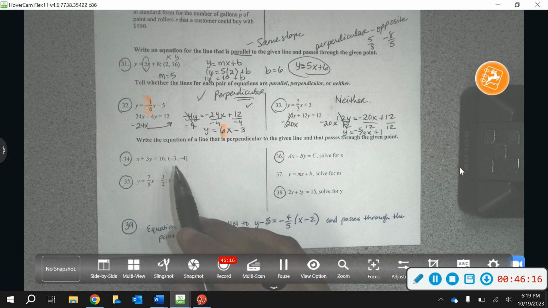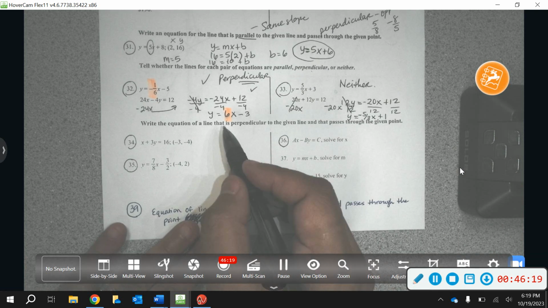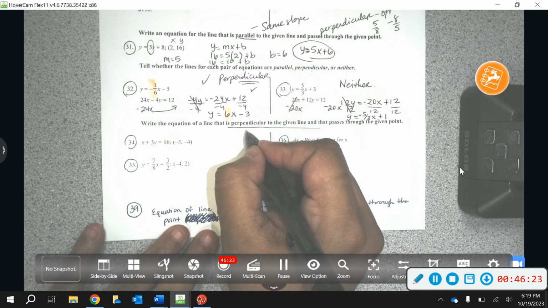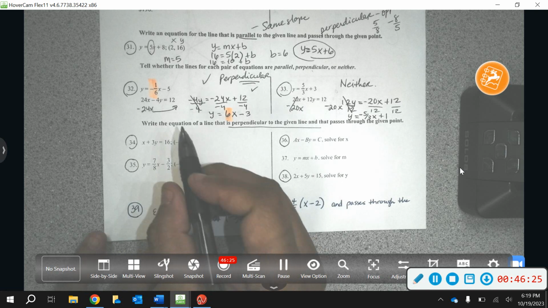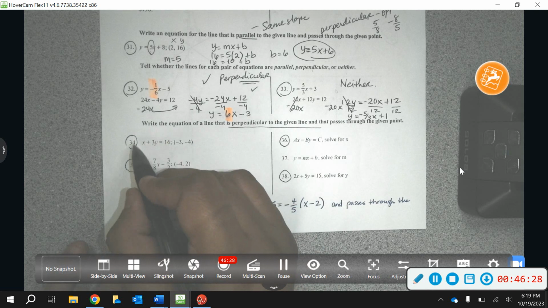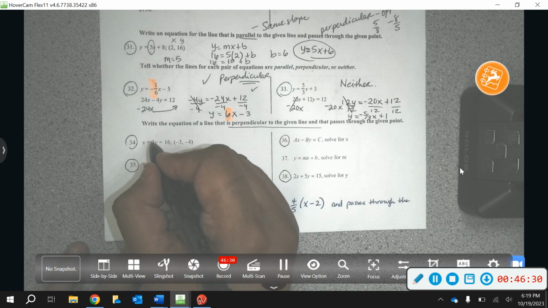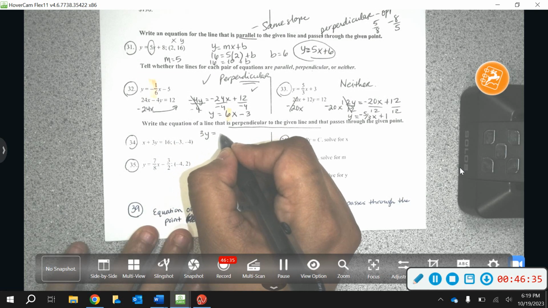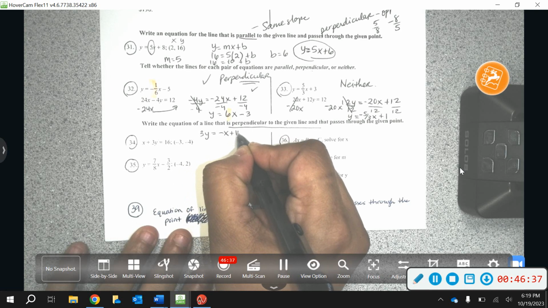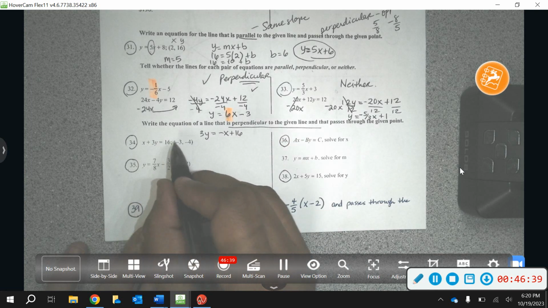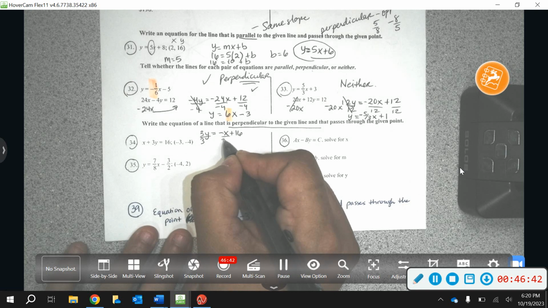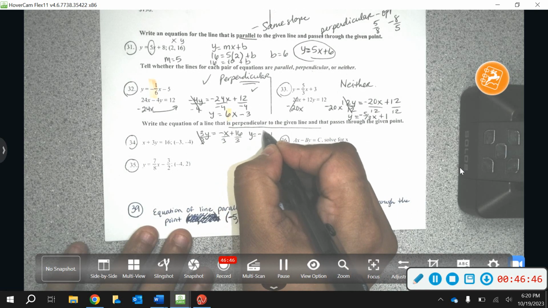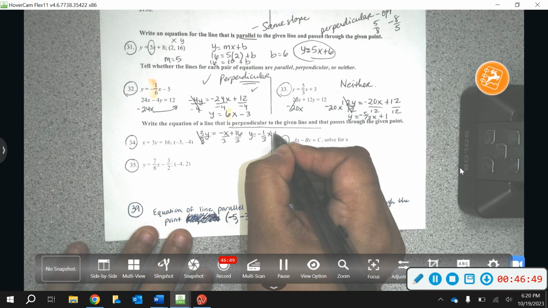All right, let's look at this one right here. Write the equation of a line that is perpendicular. That means the opposite. So let's look at this one here. I have to solve for y. So 3y equals negative x plus 16 because I have to subtract my x over and then divide by 3. Y equals negative 1/3 x plus 16 over 3.